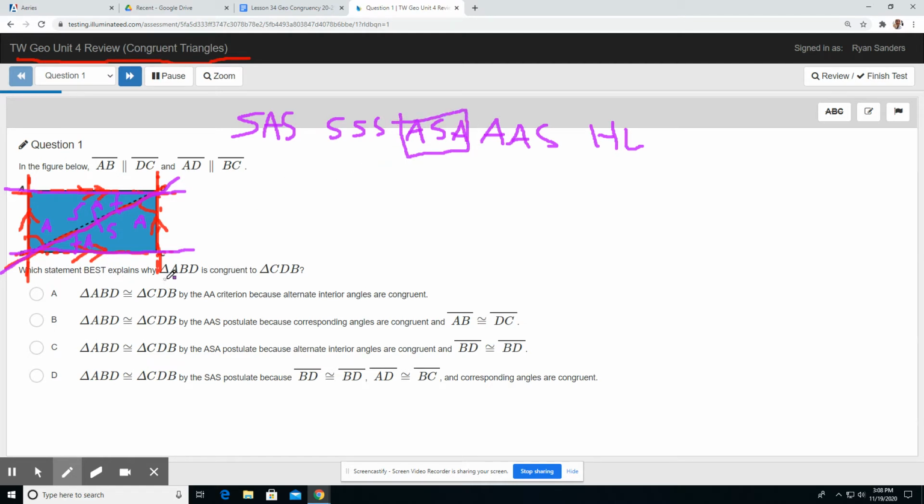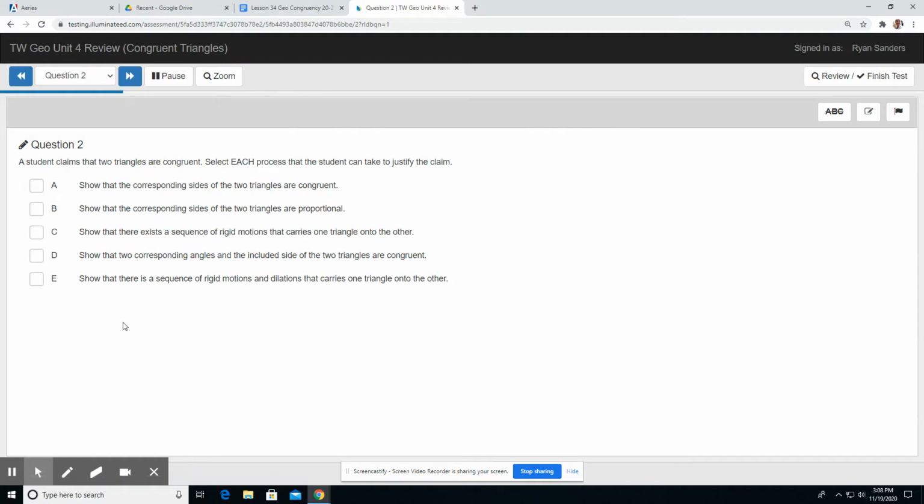Which statement best explains why these are congruent? Well, let's see. All the letters match, so we're okay there. And there it is: angle, side, angle, because alternate interior angles are congruent, and we have that shared side. So that's definitely it.